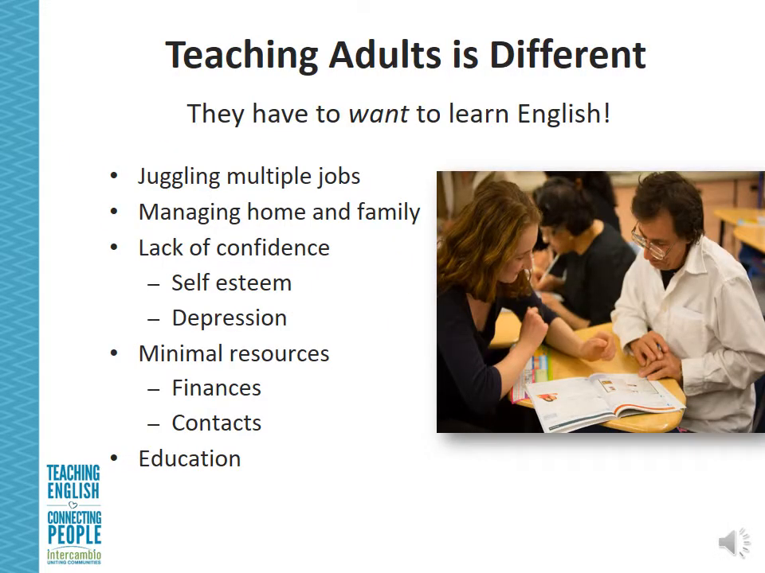Teaching adults is different. Adults need to really want to learn English in order to be successful because they often face multiple challenges. We know that our students frequently juggle multiple jobs at the same time they manage their home and family. Many of our students have a lack of self-confidence. They have low self-esteem, and some are even depressed. In addition, many of them have minimal resources. They don't have a good financial situation.